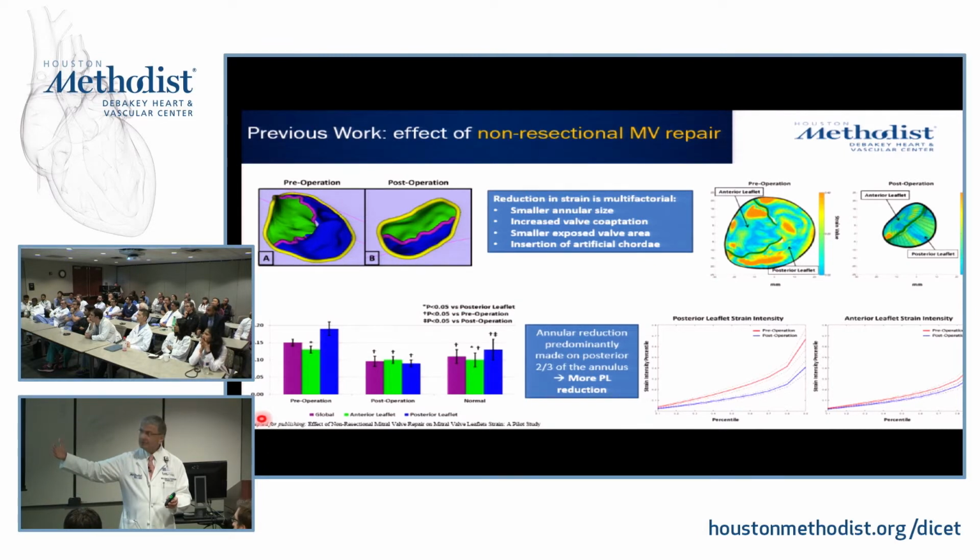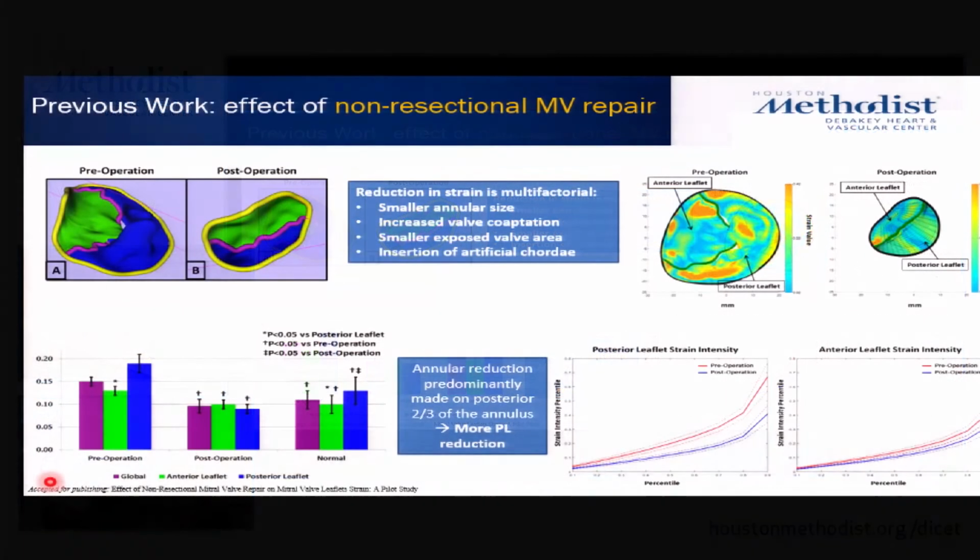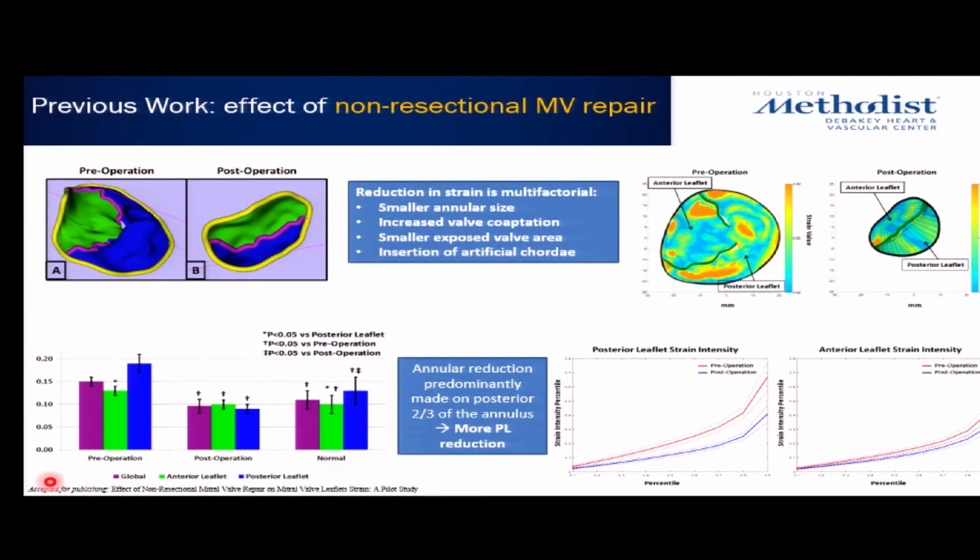So this is where we started with. We started to find out whether strain changes after you do something to the mitral valve, and indeed it did. If you take a look at here post-operatively, the strain has come down, actually even at times lower than what it was before, because the annulus gets much smaller. The exposure of the mitral valve is much less than even a normal situation.